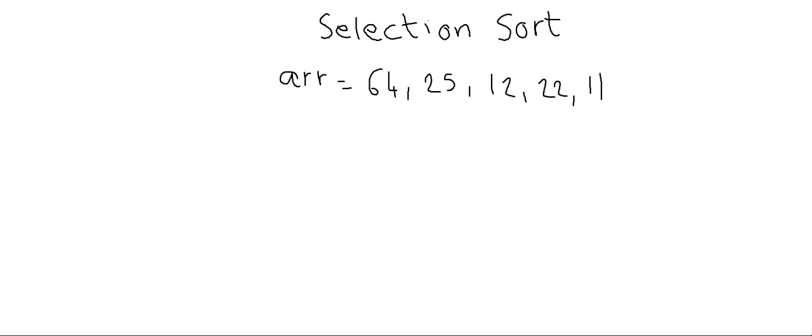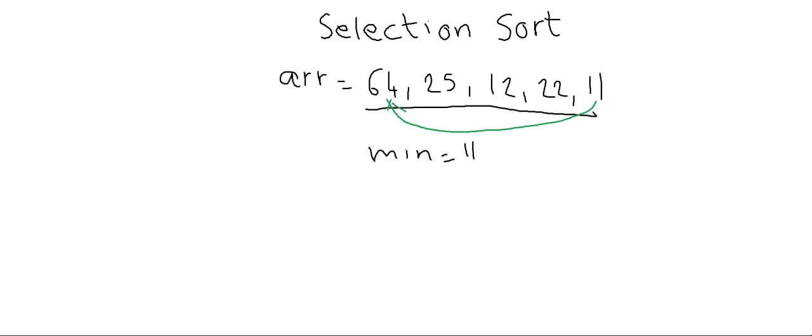For the selection sort, what we will do is iterate through all of these elements and find the minimum. The minimum is 11. So we found our minimum, which is 11, and we are going to swap this 11 with 64, the first position. So now our array becomes 11, 25, 12, 22, and 64.